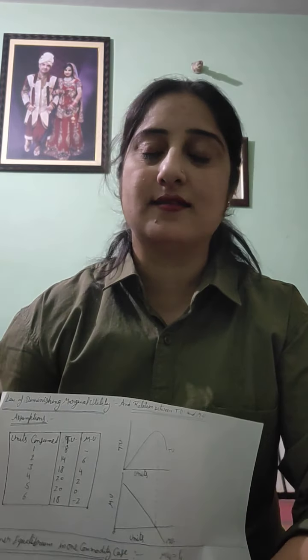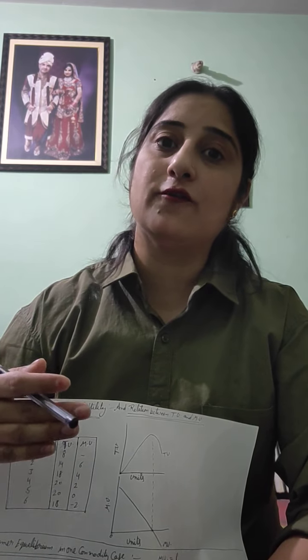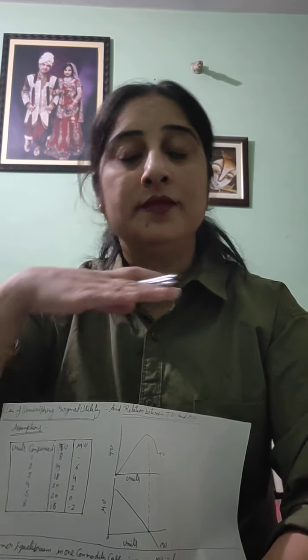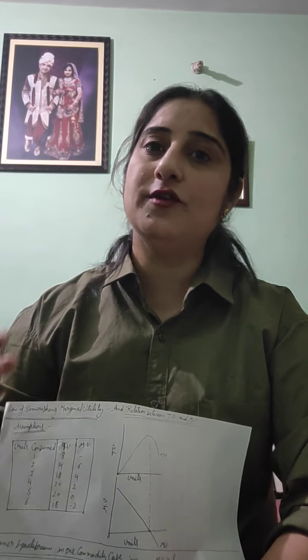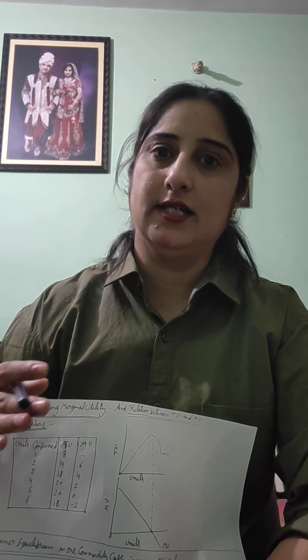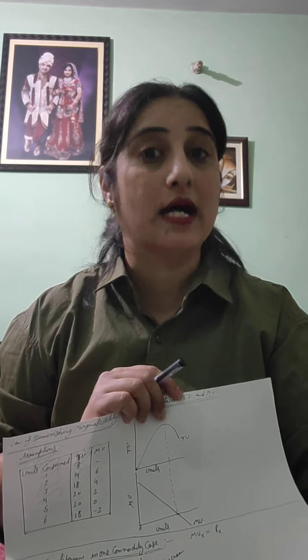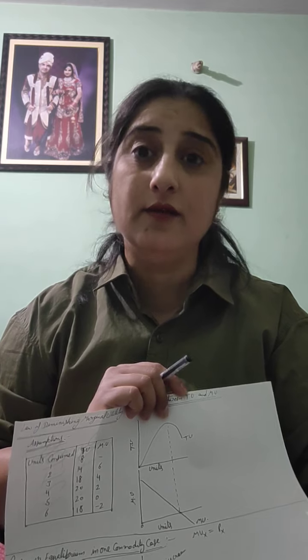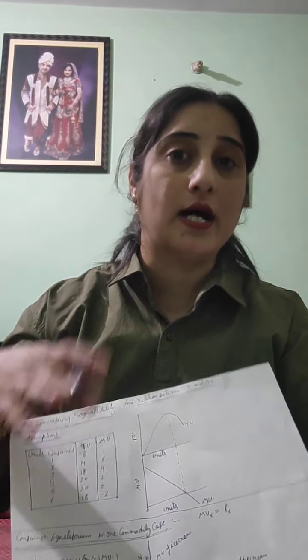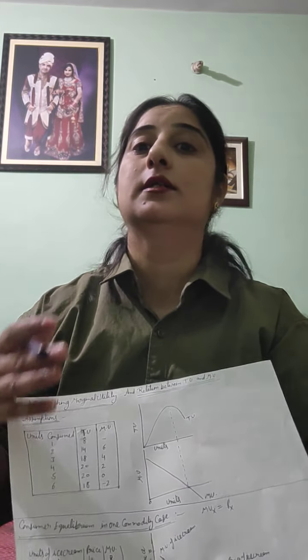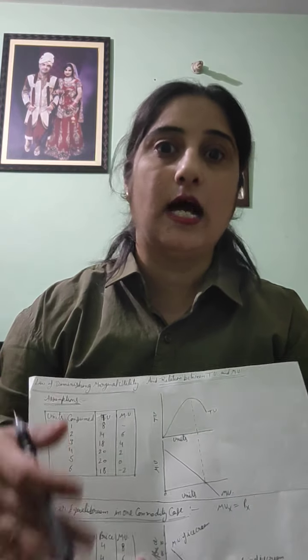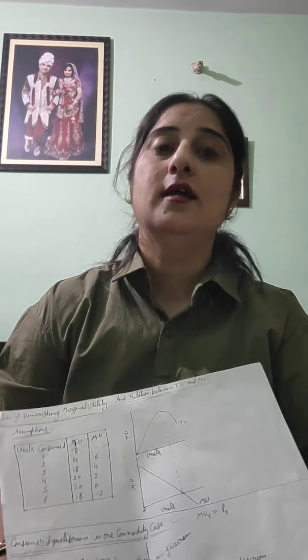This is the diminishing marginal utility law. According to this law, as a consumer consumes a commodity more and more, the marginal utility of this commodity becomes diminishing. This is the law of diminishing marginal utility. So students, today in this video we learned about utility, about total utility, about marginal utility, about the relation between total utility and marginal utility, and the law of diminishing marginal utility.